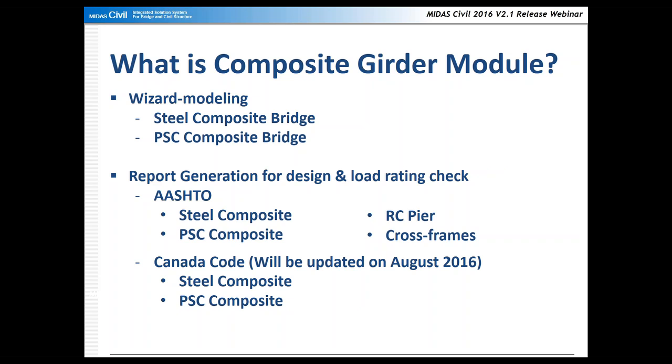Composite Wizard can run automatic checks for these sections under the AASHTO LRFD design code. There will be steel composite, PSC composite, RC piers, and cross frames, also known as steel members. And a new design code, Canadian code, is currently under development and will be implemented in our software by August 2016. Now I would like to introduce the Composite Wizard.